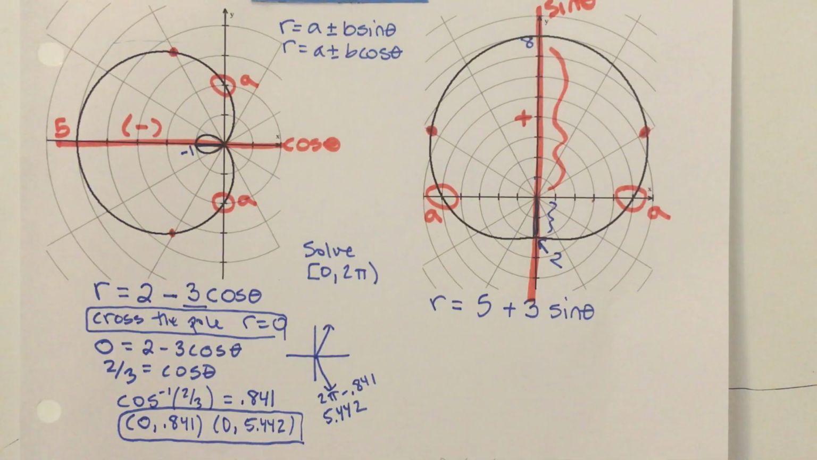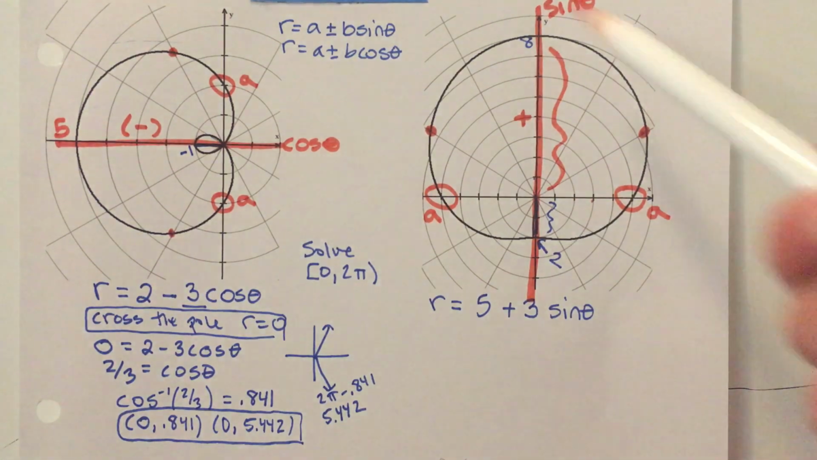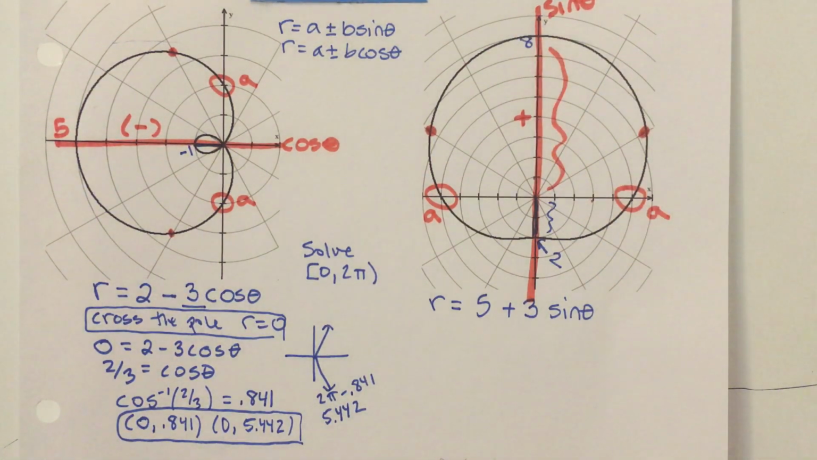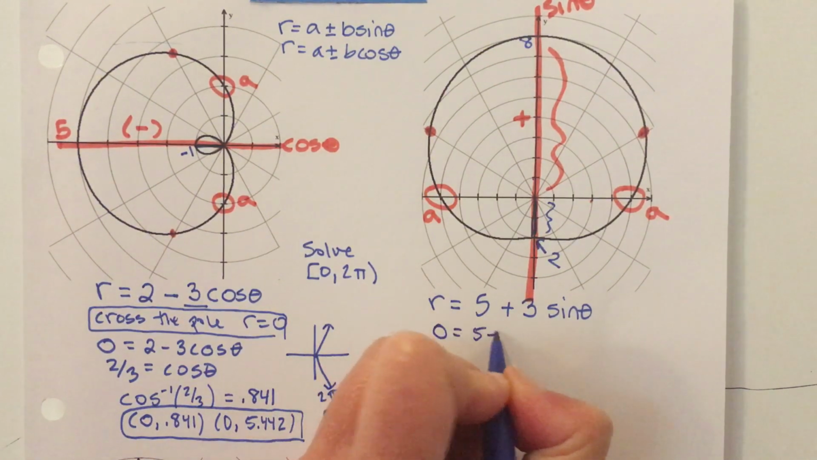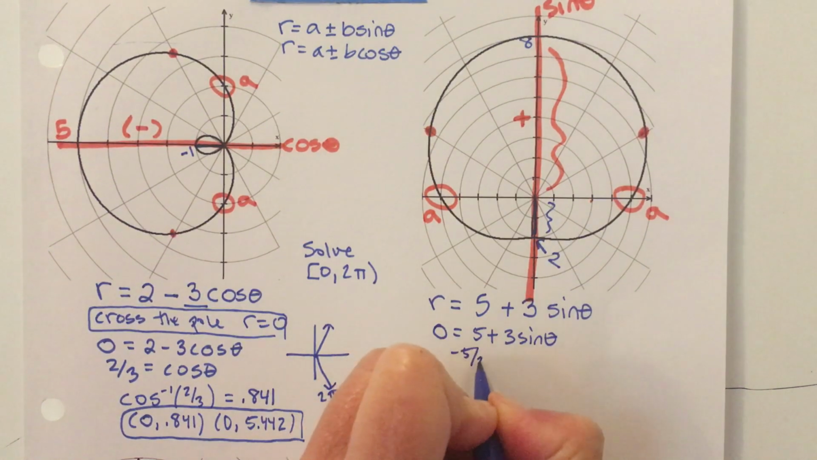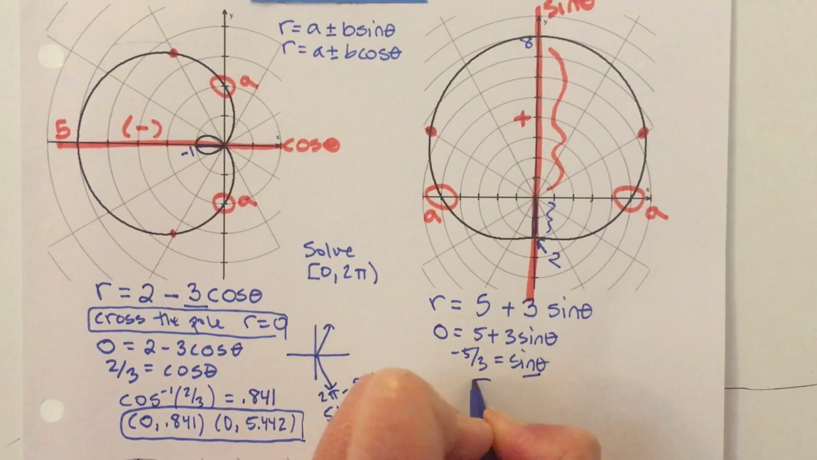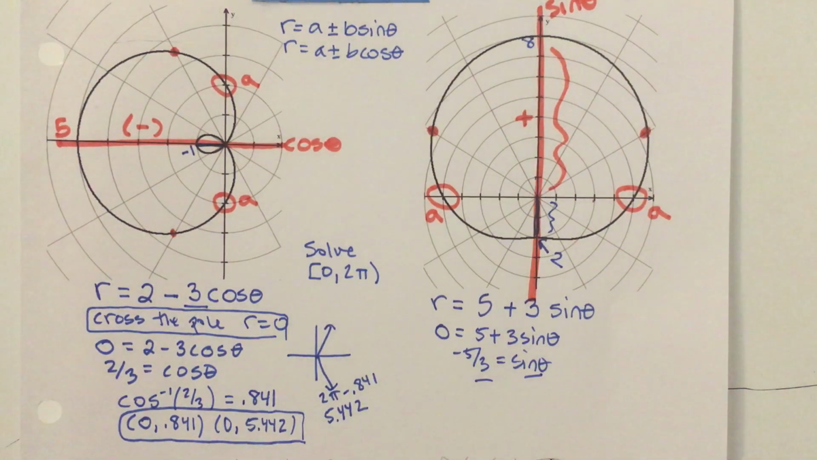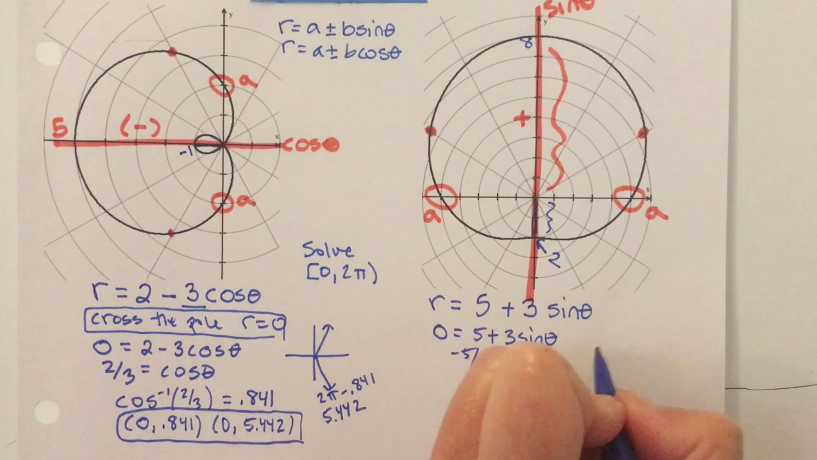When I say where does it cross the pole, you can see on the graph that it doesn't cross the pole, but I want to show you mathematically why. So if you do 0 equals this, and you subtract, you get this. Then you should all know that sine's not allowed to be -5/3. Remember, sine only stays between -1 and 1. So if you accidentally tried to figure out where this crossed the pole, you would just have no solution. So it doesn't cross the pole.